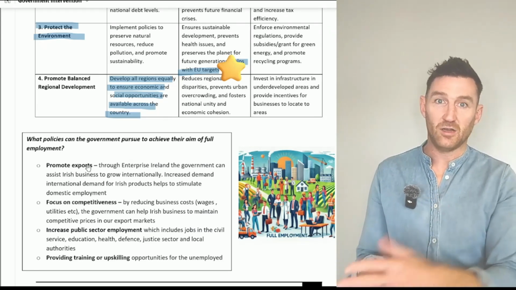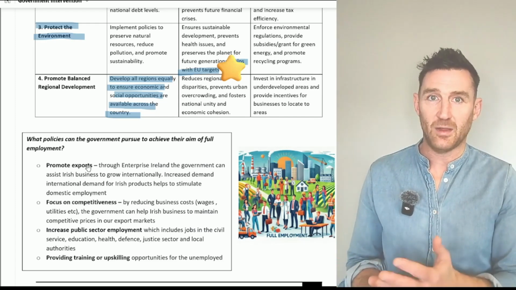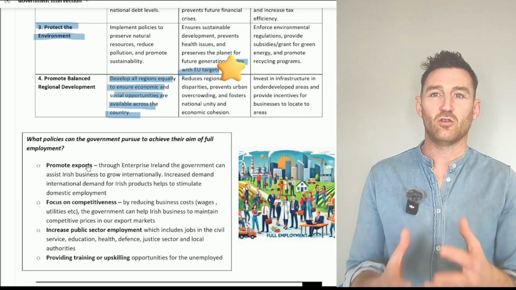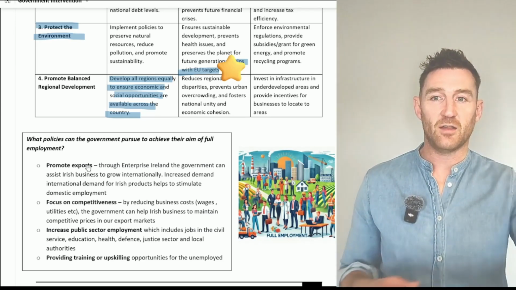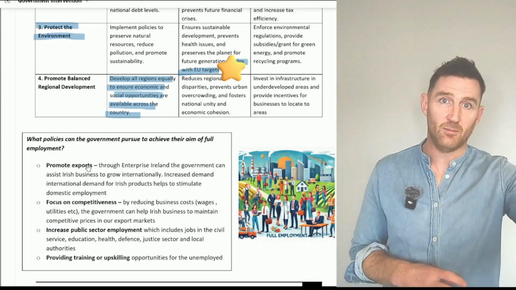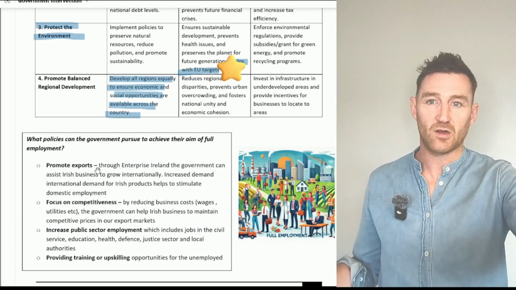Well, Enterprise Ireland, I mentioned the IDA a second ago. Enterprise Ireland are another state body, and their main gig is to try and get Irish companies who want to export abroad. So it's trying to help those Irish companies who want to grow their export markets. So the government could give them money and they could give grants to those businesses who are looking to grow their export markets. So that's one of the ways we could do that.